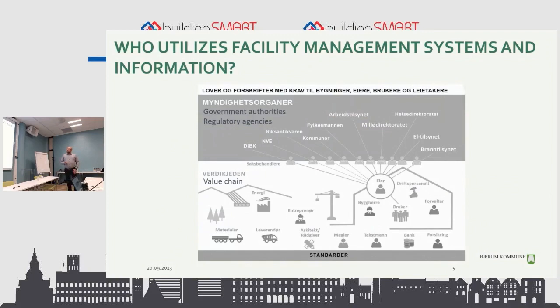Also, who is utilizing the information here? Most people say that's a janitor that needs the information about the building. He or she uses about 7% of the information, but the other shareholders, the government authorities, the entrepreneurs, the users, and so on, use a lot more of the information for their purposes, the bank, insurance, and so on.